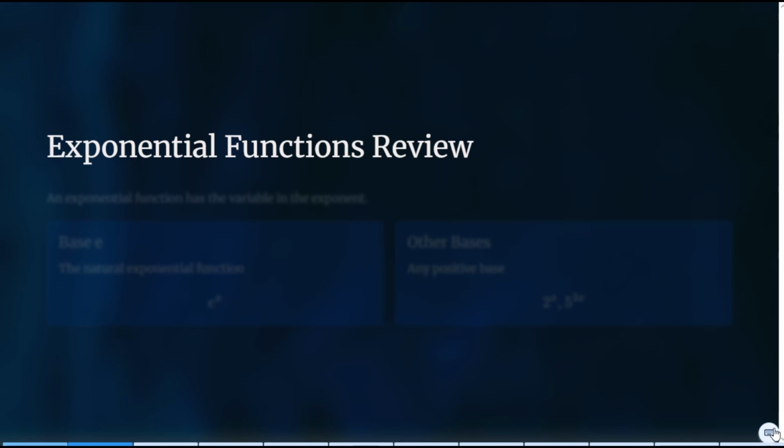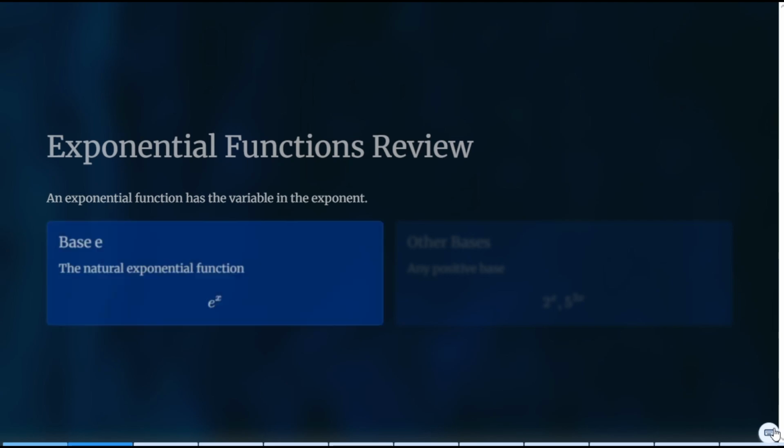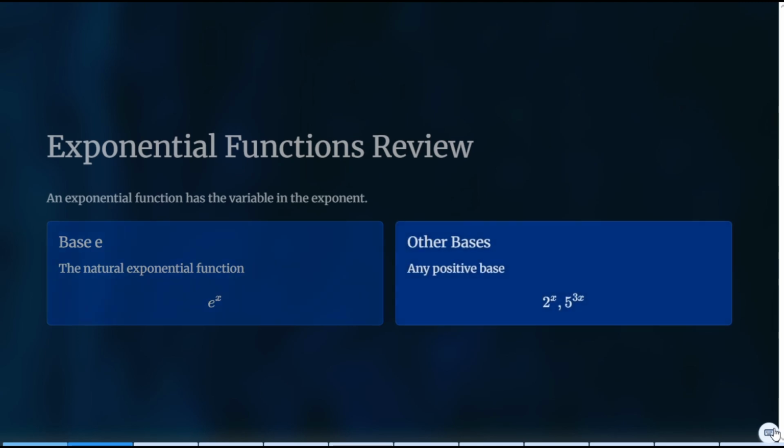First, let's review the exponential functions. An exponential function has the variable in the exponent. Understanding this is key to mastering their derivatives. So first you have base e. That's the natural exponential function, and it looks like e to the power x. Or you could have other bases, that is any positive base, for instance 2 to the power x or 5 to the power 3x. There are two main cases we'll explore: functions with base e and functions with base a, or base not e.